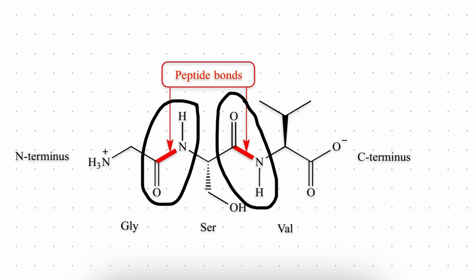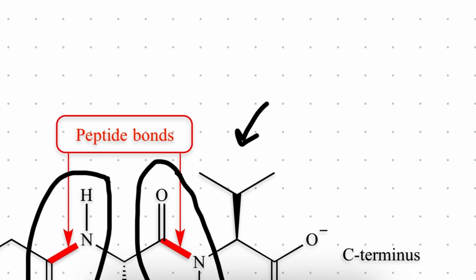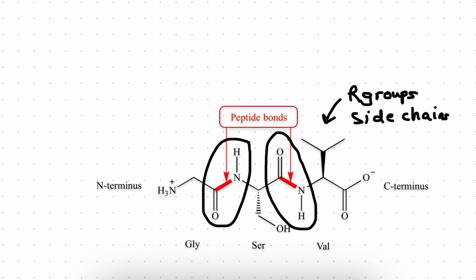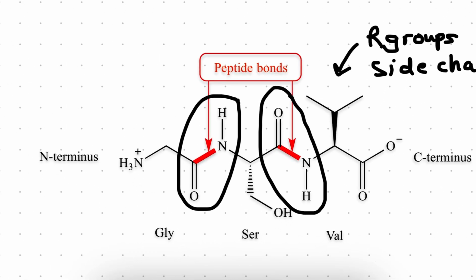The number of amino acids will determine the name of your peptide. If you have 3 amino acids, you have a tripeptide connected by 2 peptide bonds. Now the amino acids are also called the R groups or the side chains. Sometimes it might be referred to as a residue, but the only difference with that is the residue will also include the N-terminus if you're talking about the amino acid on the end of the peptide chain.